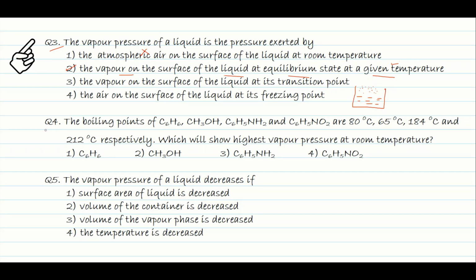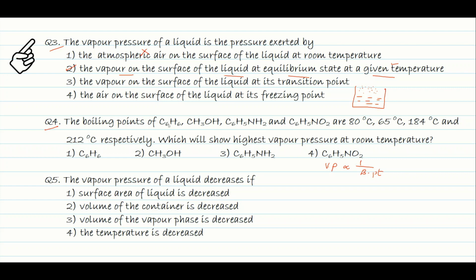Question 4. The boiling points of C6H6, CH3OH, C6H5NH2 and C6H5NO2 are 80 degrees Celsius, 65 degrees Celsius, 184 degrees Celsius and 212 degrees Celsius respectively. Which will show highest vapor pressure at room temperature? So, we know a relationship between vapor pressure and boiling point. Vapor pressure is inversely proportional to boiling point. As boiling point decreases, vapor pressure increases.